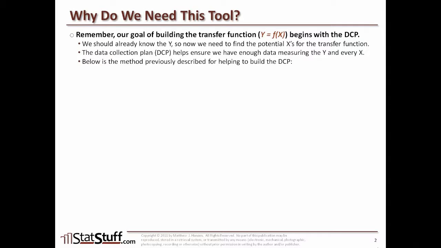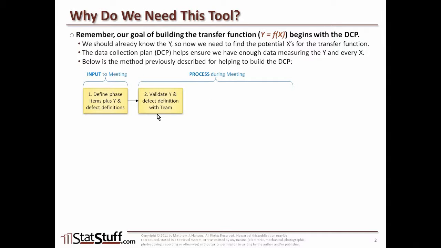So what we're going to review again is the overall method for how we might build the DCP. It starts, as an input to our meeting with the team, with making sure we have the defined phase items, which would also include the y and the defect definitions. All those things that we should have up to this point, make sure we have those already defined before the meeting even begins. And then the process that we will actually follow during the meeting begins with this next step, which is validating the y and the defect definition with the team to make sure they agree with it.